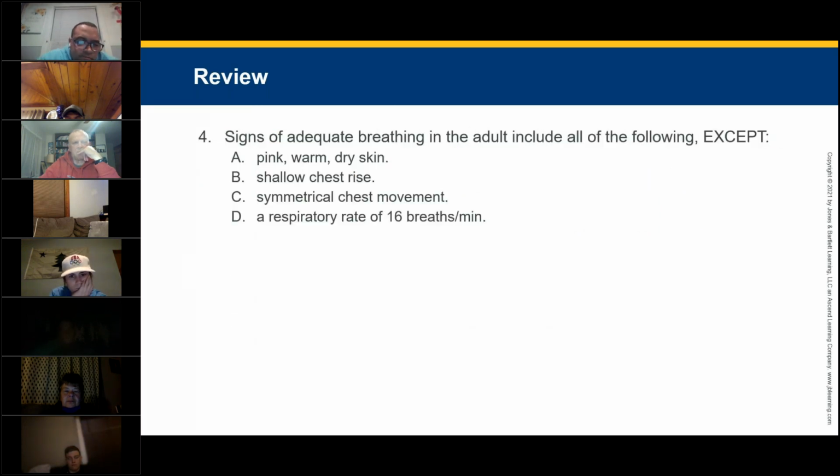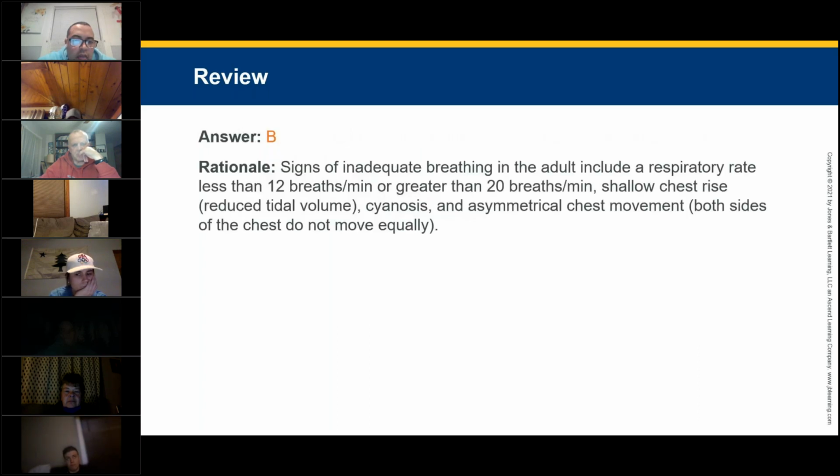Signs of adequate breathing in the adult include all of the following except for what? Good. Shallow chest rise is not a good thing. That's the reduced tidal volume we just talked about.